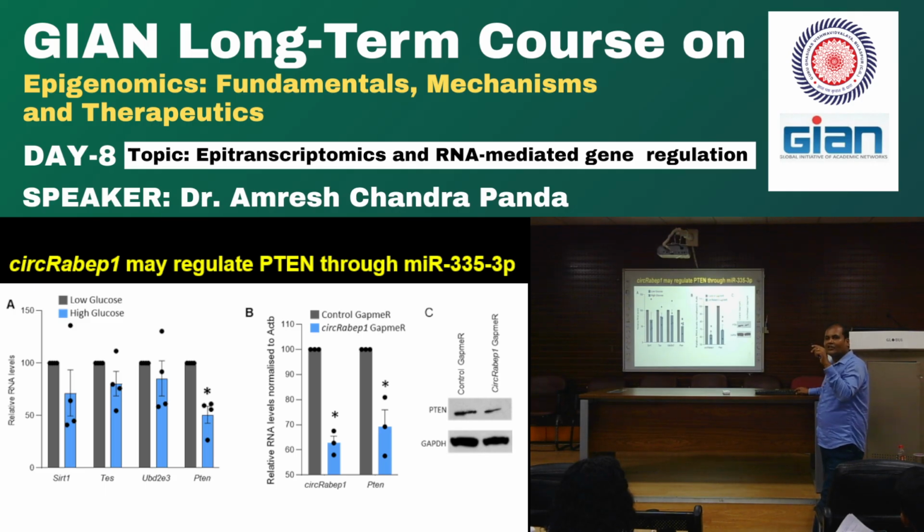So as I said, circRNA is a positive regulator of gene expression, an inhibitor of microRNA. If you silence your circRNA, what will happen to the target?